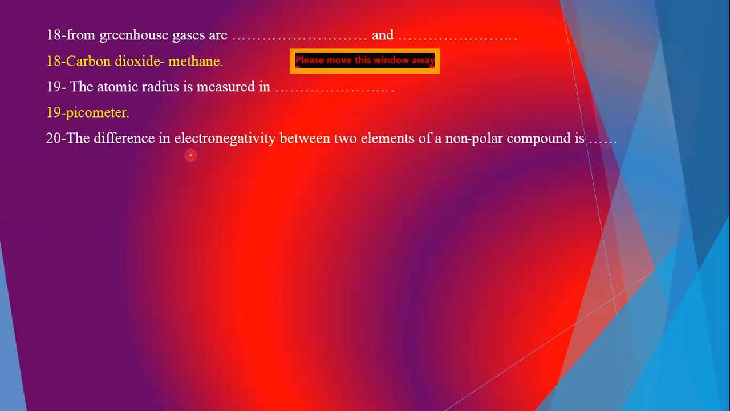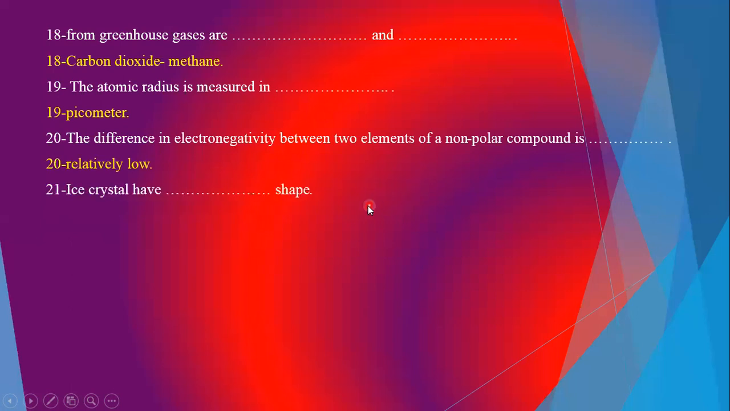is very small. The difference in electronegativity between two elements of a non-polar compound is relatively high or relatively low? لو البولر تبقى high لكن ده non-polar تبقى relatively low. Ice crystals have what kind of shapes؟ لو بصينا عليها under the microscope وكبرناها اللي هي hexagonal.